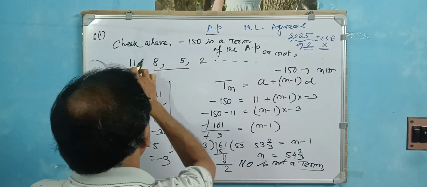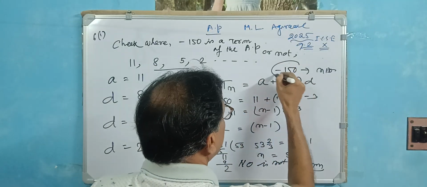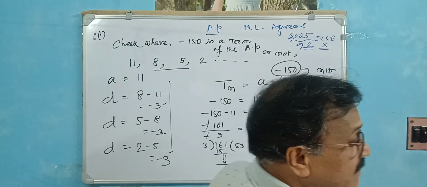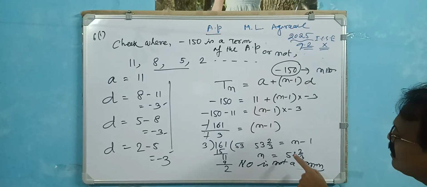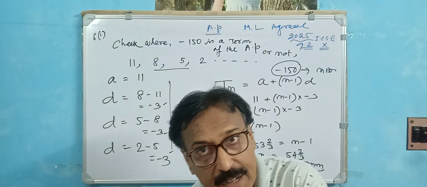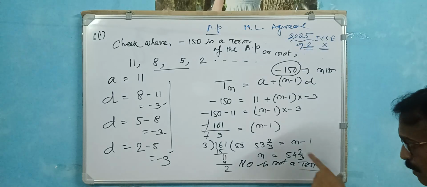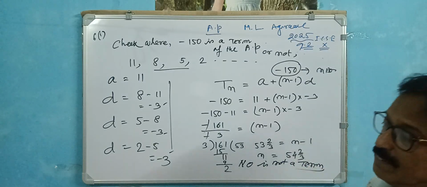That means this is the AP 11, 8, 5, 20... But this number is not coming as a natural number term. What is the term? 54 2/3. So 54 2/3 is not a natural number. It is not 54 or 55 or 56, it is a fraction.